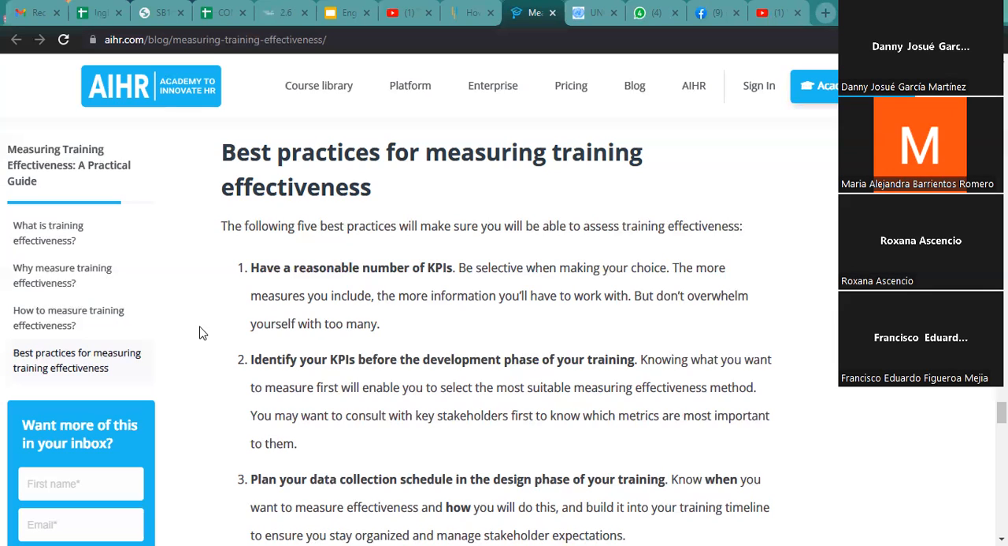When you are going to set the KPIs to measure, try to not make too many KPIs, because you're going to lose yourself among them. That is true. You don't have to measure everything. We checked that in the other article that, yeah, it's good to measure, but not everything, because you're going to have too much information, and that is not good.